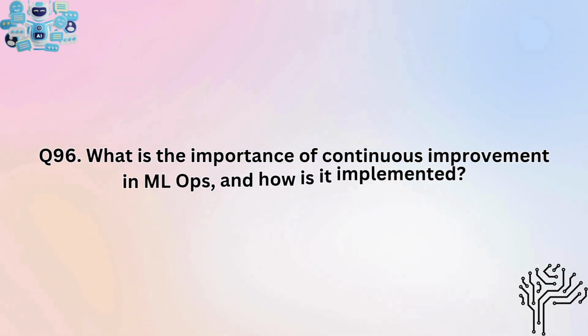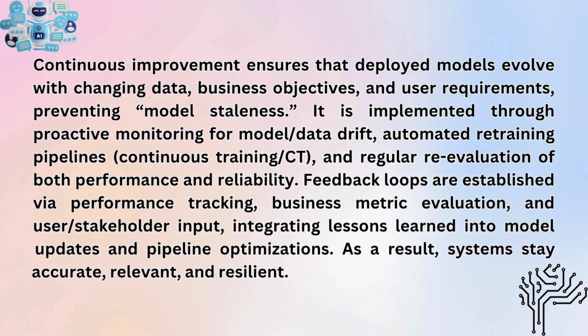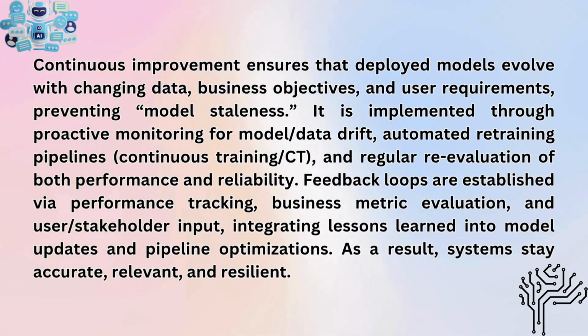What is the importance of continuous improvement in ML Ops, and how is it implemented? Continuous improvement ensures that deployed models evolve with changing data, business objectives, and user requirements, preventing model staleness. It is implemented through proactive monitoring for model/data drift, automated retraining pipelines, continuous training or CT, and regular reevaluation of both performance and reliability. Feedback loops are established via performance tracking, business metric evaluation, and user and stakeholder input, integrating lessons learned into model updates and pipeline optimizations. As a result, systems stay accurate, relevant, and resilient.